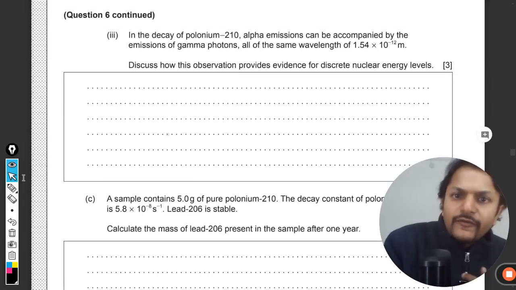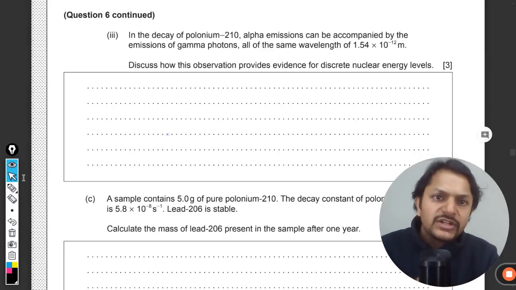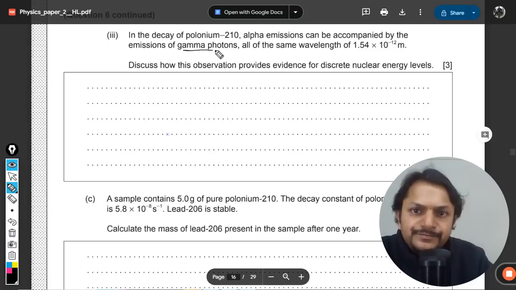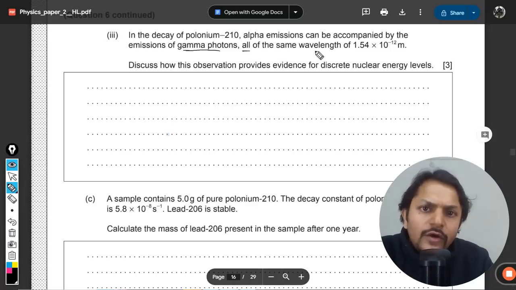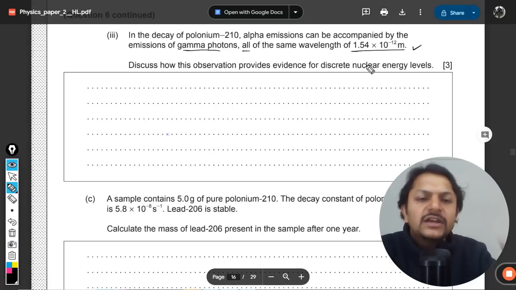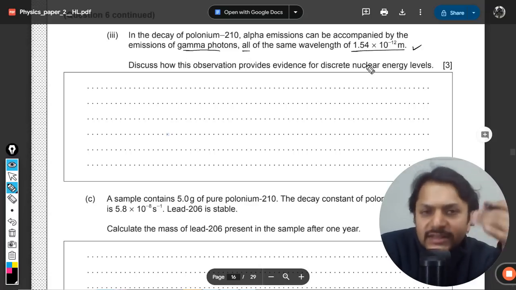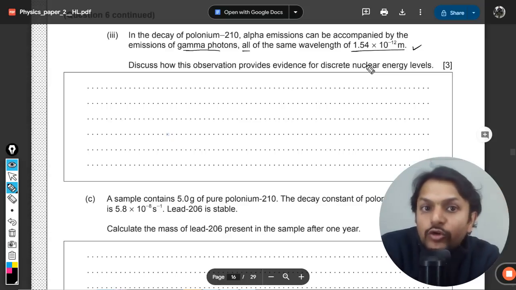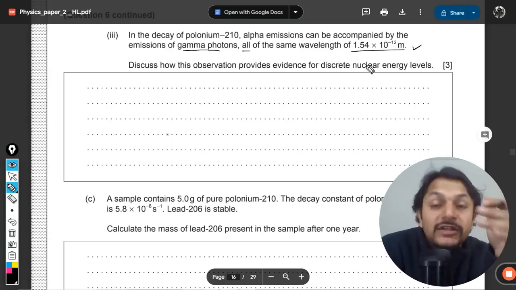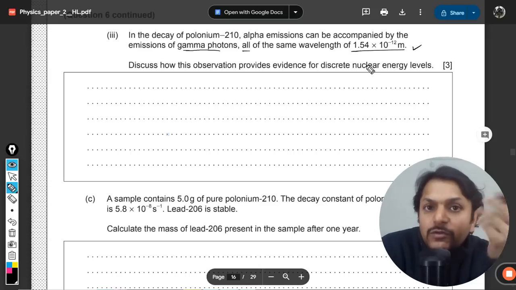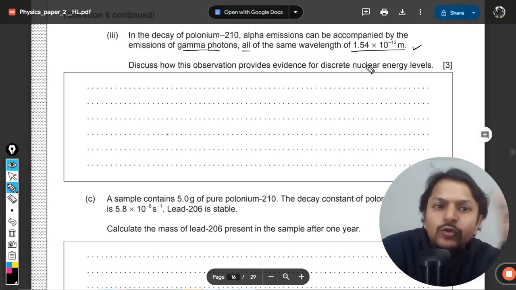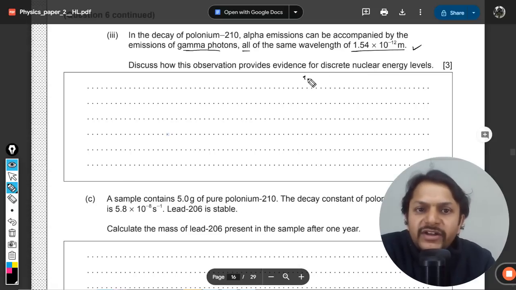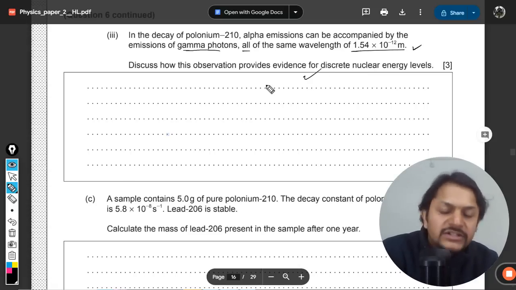In the decay of polonium 210, the alpha emission can be accompanied by the emission of gamma photons, all of the same wavelength. So gamma is also coming out in that nuclear reaction, but all the gamma radiations are monochromatic, they have the same wavelength. Now that is really confusing. Why do they have the same wavelength? Why is there no continuous spectrum? Discuss how this observation provides the evidence for the discrete nuclear energy levels.